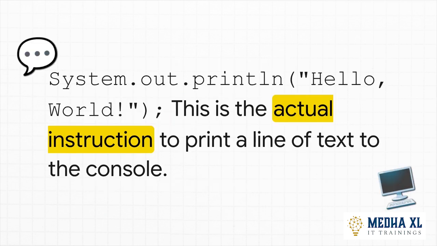And here it is, the magic line. This is the actual instruction we're giving the computer. We're telling the system to print line, which is just short for print line, and then in the quotes, we put the exact message we want it to show. And of course, that message is the classic Hello World.